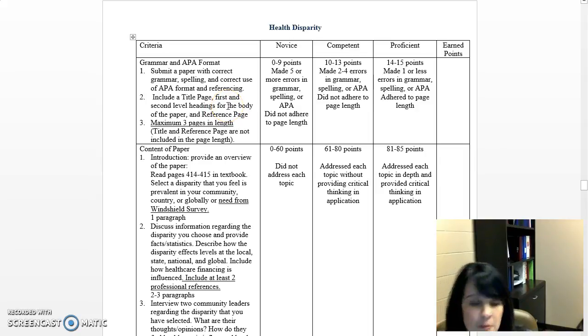our first criteria on the rubric is our APA and grammar format. Just remember that this is a maximum of 3 pages in length, similar to your windshield survey, and not included is your title and reference page. Make sure that we're just using first and second level headings in the body of the paper. So that is 15 points of your grade.